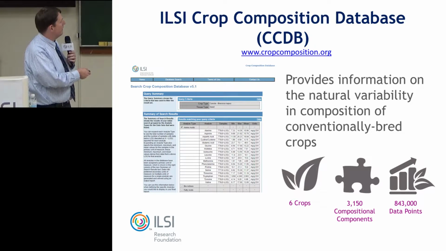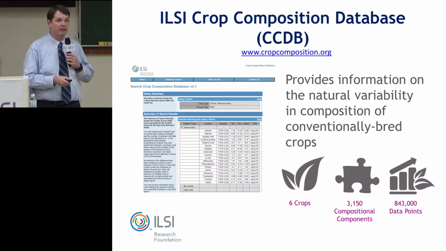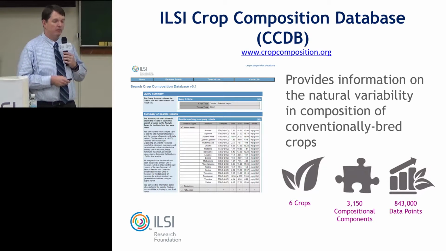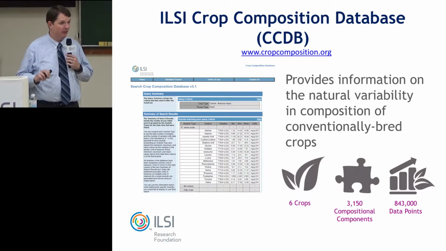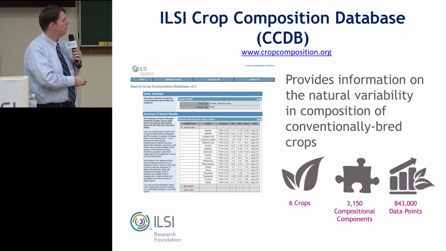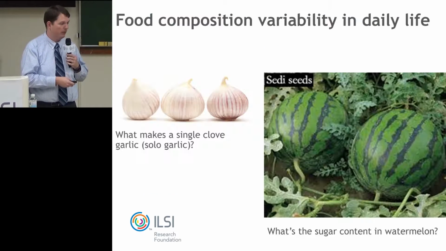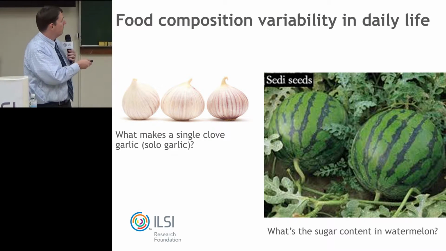This is just an example of the kind of stuff you get. At the moment, there are 6 crops in the crop composition database. It lists 3,000 plus different compositional elements. Which ones apply varies from crop to crop, and I think I'll show you an example of that. If you combine these things, it has about 850,000 data points. I'm pretty sure I list the crops.